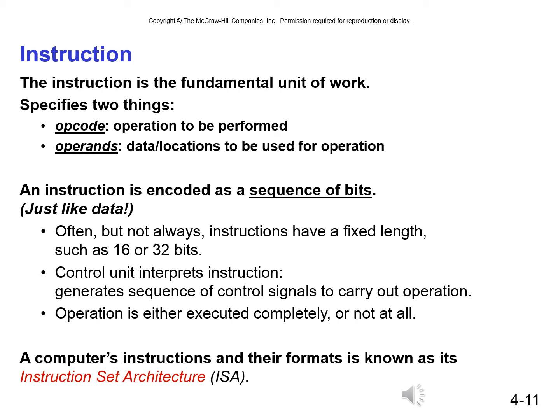The control unit interprets the instructions and then generates a sequence of control signals necessary to carry out whatever operation the instruction calls for. An operation is never partially executed. It's executed completely or not at all.